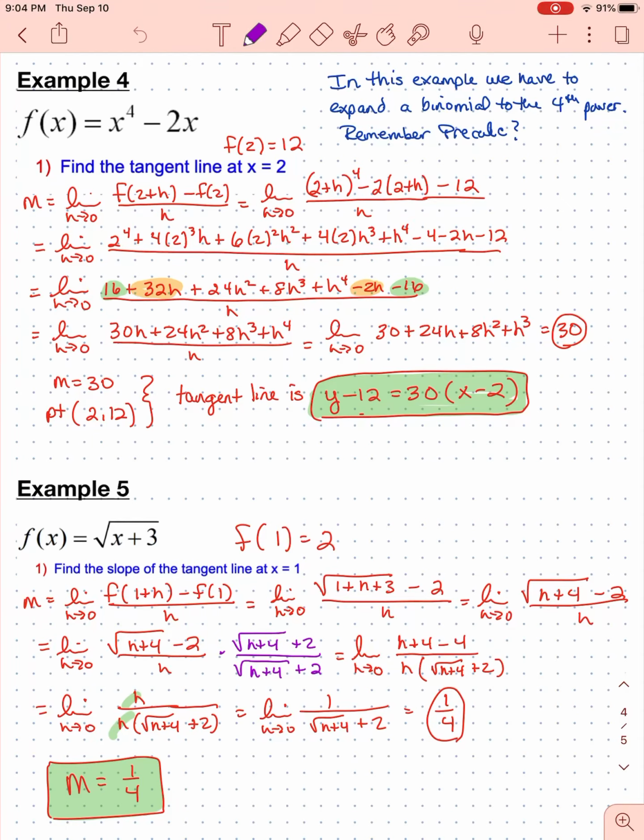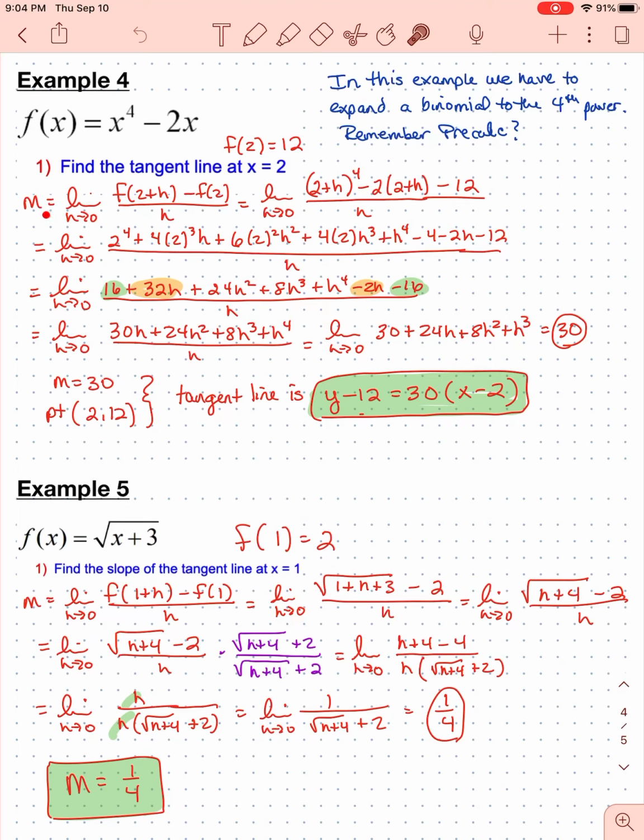Example 4, f of x is equal to x to the fourth minus 2x, and we're asked to find the tangent line at x equals 2. So, of course, we have to find a point and a slope. The point at x equals 2 is going to be f of 2, which ends up being 12. 2 to the fourth is 16, minus 4 is 12.